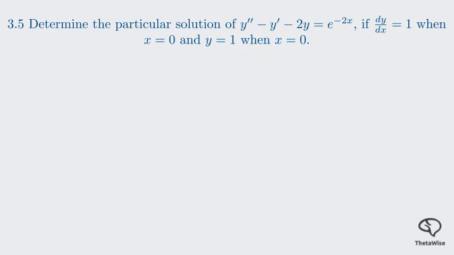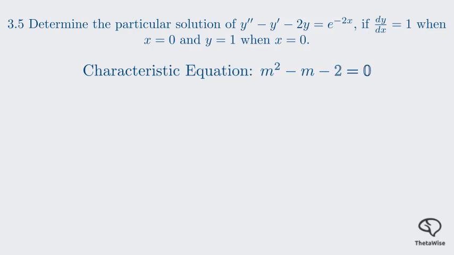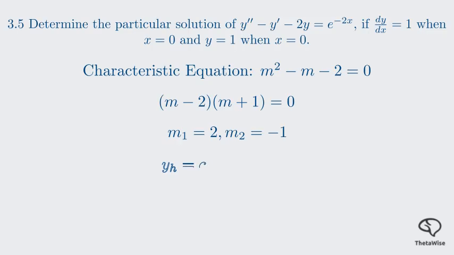As always, we find y_h first. The homogeneous equation is y double prime minus y prime minus 2y equals 0. The characteristic equation is m squared minus m minus 2 equals 0. This factors to (m minus 2)(m plus 1) equals 0. The roots are m1 equals 2 and m2 equals negative 1. They are real and distinct. The homogeneous solution is y equals c1 e to the 2x plus c2 e to the negative x.